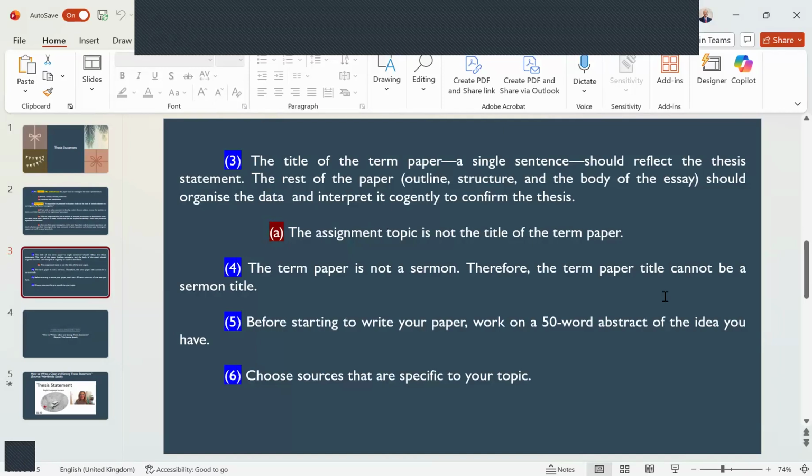Then choose sources that are specific to your topic. Again, as it was clarified, for instance, in the syllabus itself: church magazines, sermons, these are not academic sources. Artificial intelligence, ChatGPT, anything related to that is not an academic source. And the internet websites, they are not academic sources. So you will have to go back to peer-reviewed journals.